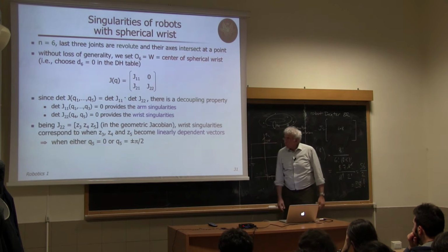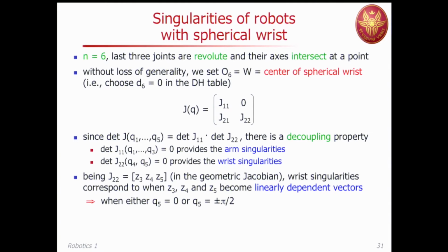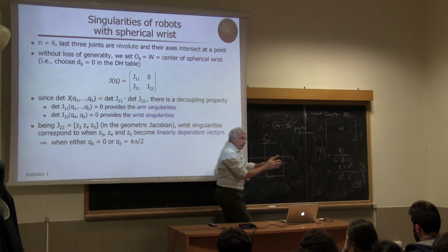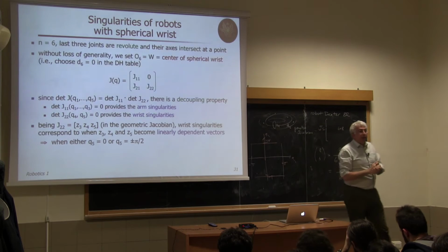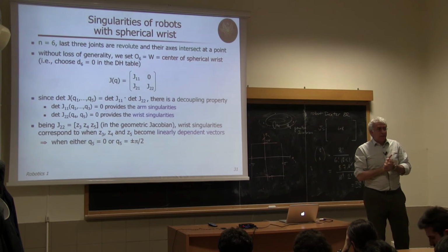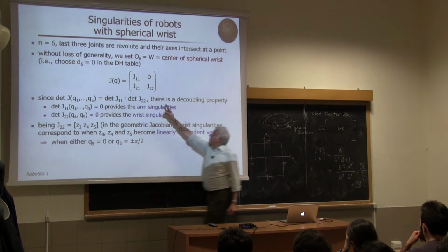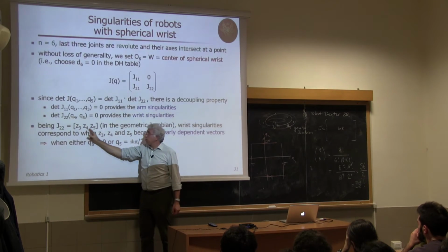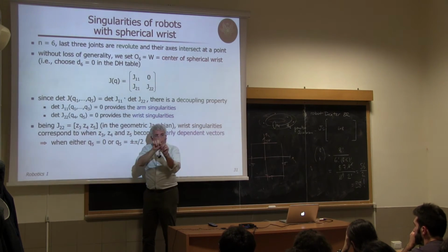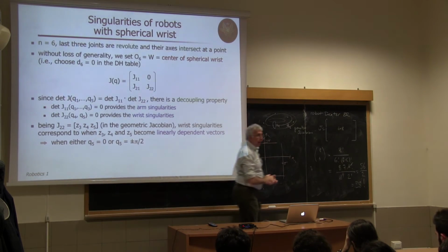Moreover, this block has an explicit expression which is given by this. Why is that? Remember that the last 3 joints are revolute. So for the angular contribution, the subcolumns associated to revolute joints contain simply the unit vector of the joint axis. For joint i, you have z_{i-1}. So for joints 4, 5, and 6, you have z3, z4, and z5, the unit vectors along the 3 joint axes.